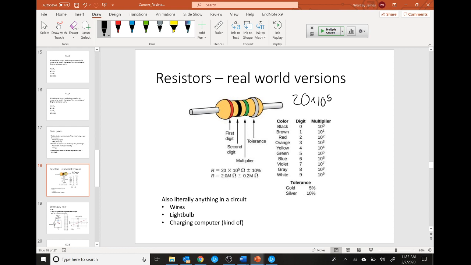How do you determine which end is left or right? Because I gave you like this, but if you had flipped it the other way, the silver would be first. Silver or gold will always be your last one. So that's how you determine which direction to read it in. Silver or gold is the last thing, it's always the tolerance. Silver and gold are not in this list.